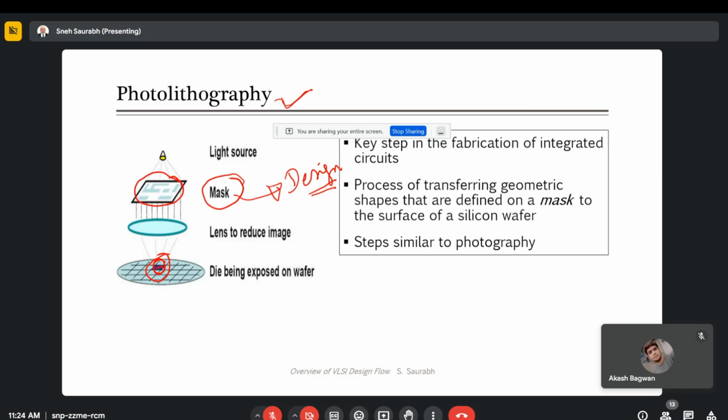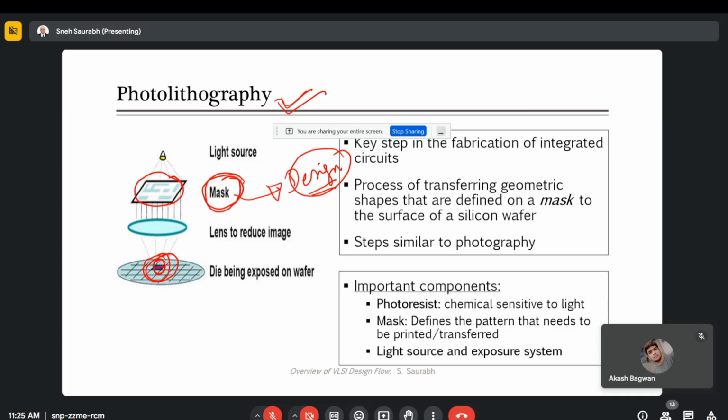So the goal of the design is to make a layout which will finally be turned into a mask and then fabricated into an integrated circuit using a set of processes, and the key step is the photolithography, right? So any questions till now?